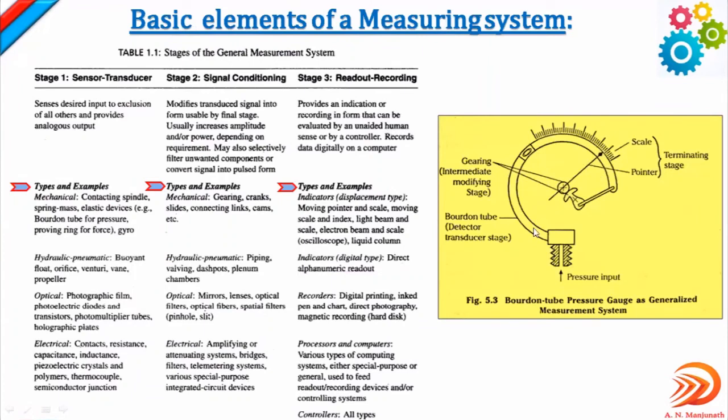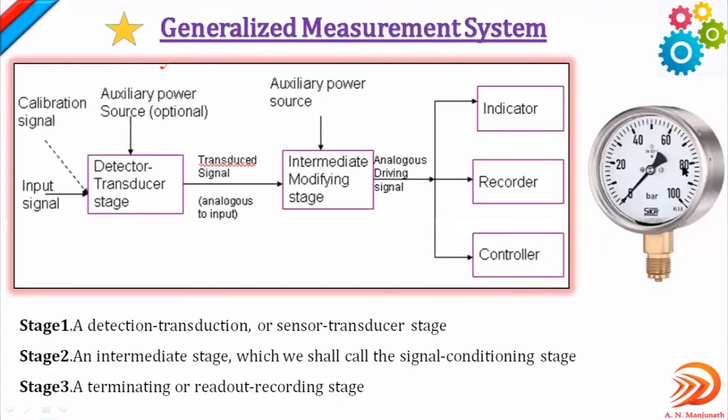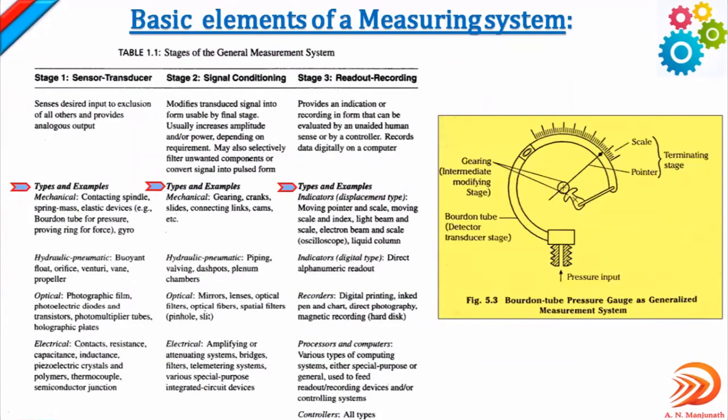See here, this is the Bourdon tube pressure gauge. What you are observing here is the device. This is the line diagram of the Bourdon tube pressure gauge, which is used to measure pressure. You can observe here the Bourdon tube pressure gauge as a generalized measurement system.